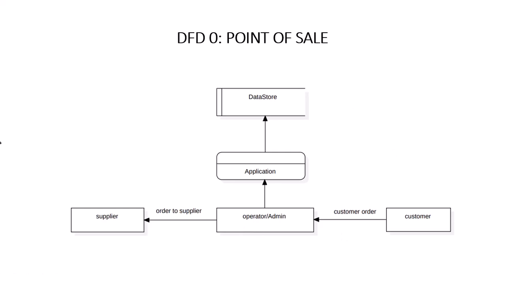Now let's discuss DFD 1, where we will extend this DFD 0 to DFD 1. Also remember why DFD 0 is important. We don't go into the concrete details, but here we mention the external entities: the customer, supplier, and operator.